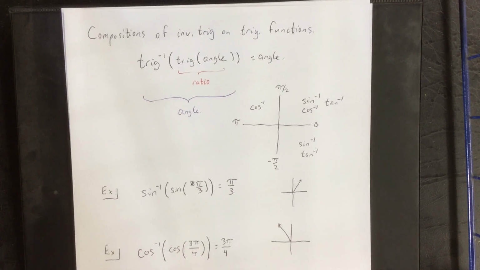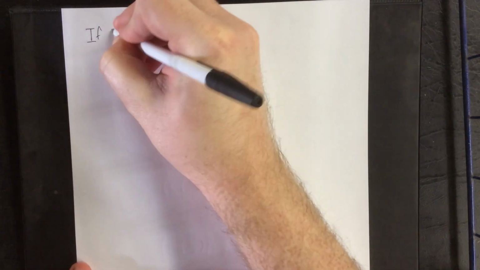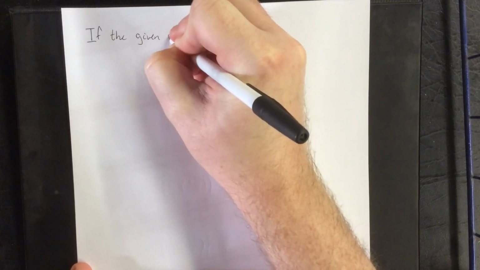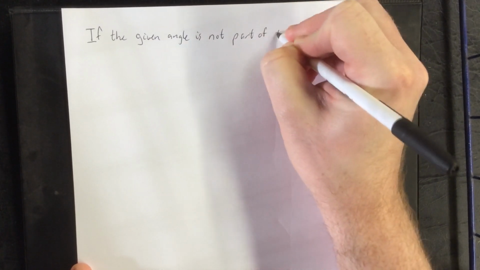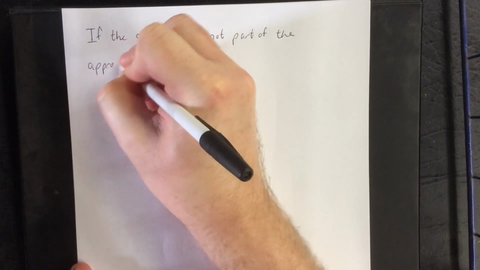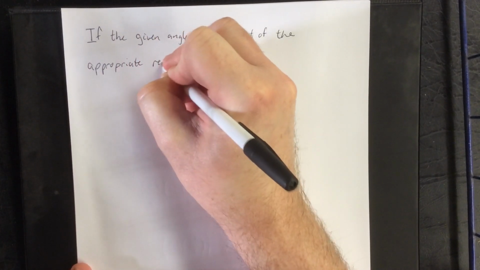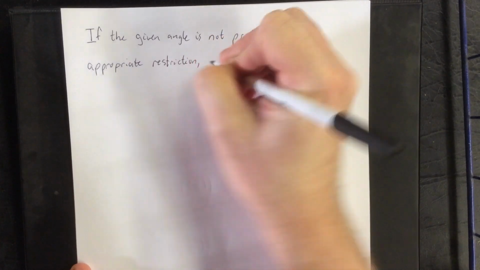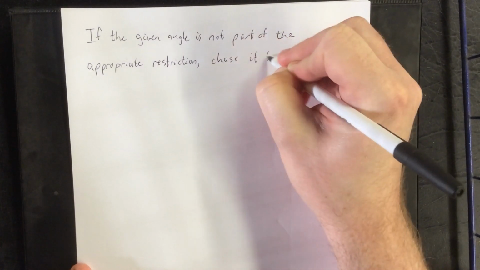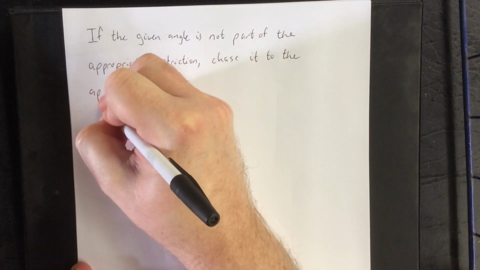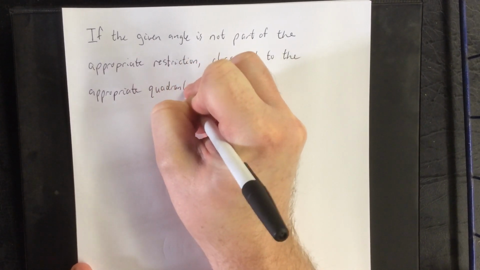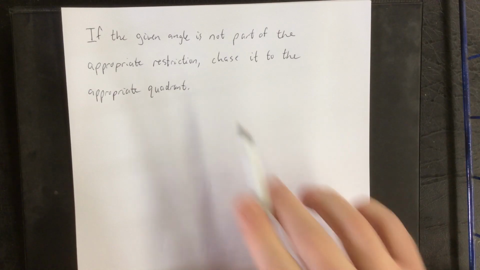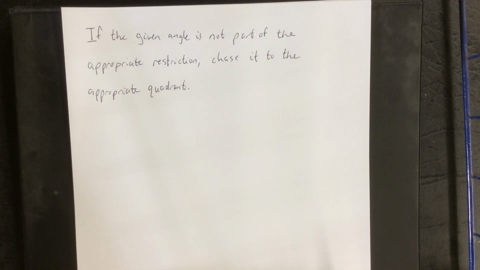For example, if I gave you an angle that's in a quadrant that isn't part of one of the restrictions. If the given angle is not part of the appropriate restriction, chase it to the appropriate quadrant.